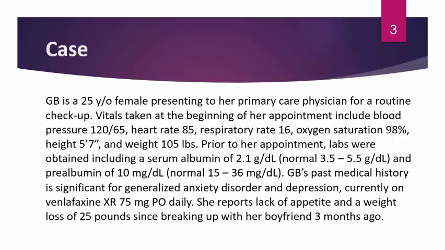GB is a 25-year-old female presenting to our primary care physician for a routine checkup. Vitals taken at the beginning of her appointment include blood pressure 120/65, heart rate 85, respiratory rate 16, and oxygen saturation 98, with a height of 5'7" and a weight of 105 pounds. Prior to her appointment, labs were obtained, including a serum albumin of 2.1, and you see the normal range there, and a pre-albumin of 10, also seeing the normal range here.